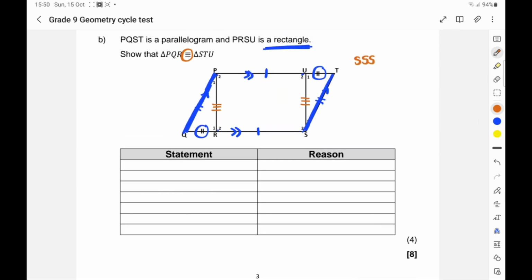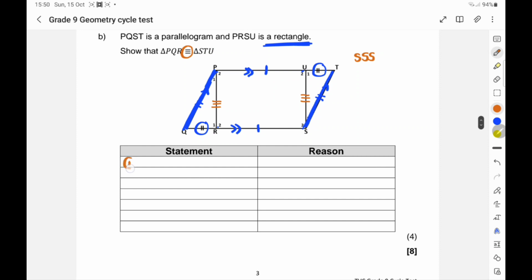There's also SAS, AAS, and right angle, hypotenuse, side. Okay, so we need to note 1, 2, 3 things, and then we can say thus triangle PQR is congruent to triangle STU. Please keep with that order, it's very, very important. And then we need to note our reason, which we already know now is going to be side, side, side.